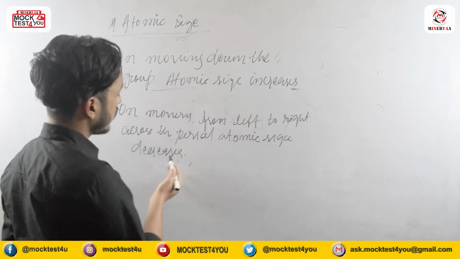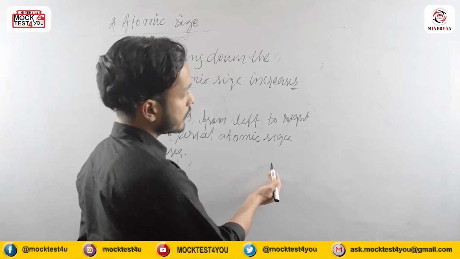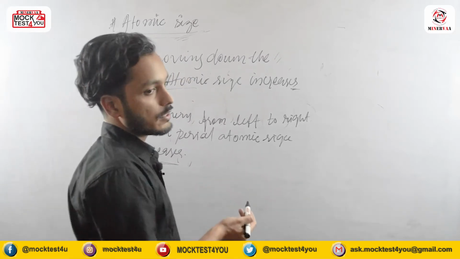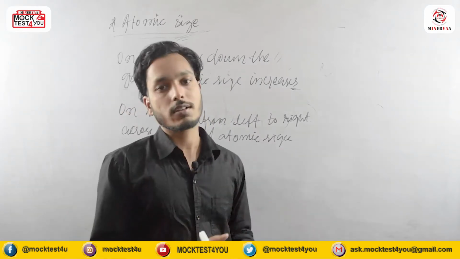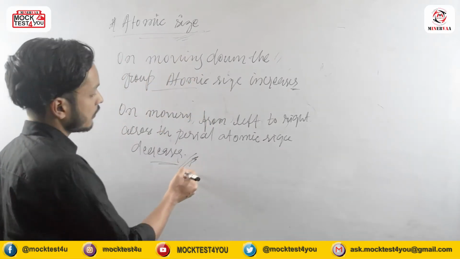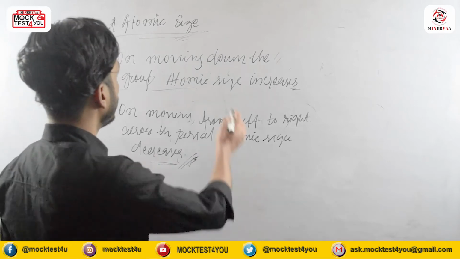So as you can see, why is it decreasing? Because the number of shells remains the same, the nuclear charge is increasing, and since the nuclear charge is increasing, it will attract the electrons more towards itself. And what will happen? The atomic size will decrease.